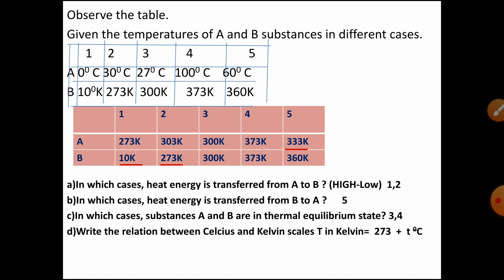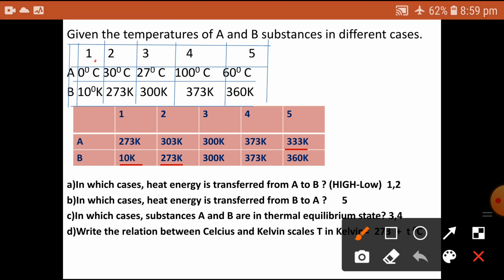Under AS4 table based questions, they may ask you like that. Here you can see A and B are two substances. In case 1, A is at 0 degrees centigrade and B is at 273 Kelvin. And in the second case, A is at 30 degrees centigrade and B is at 273 Kelvin.